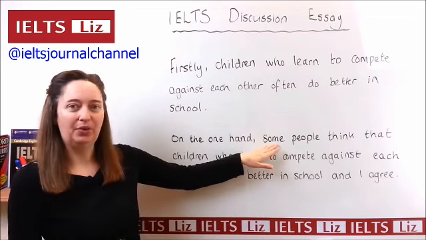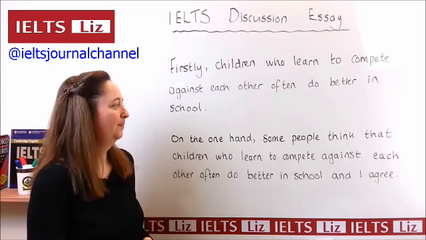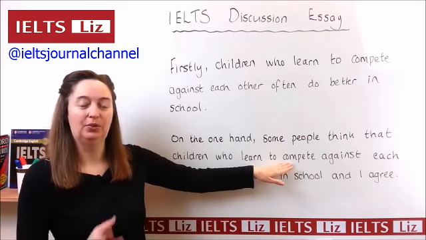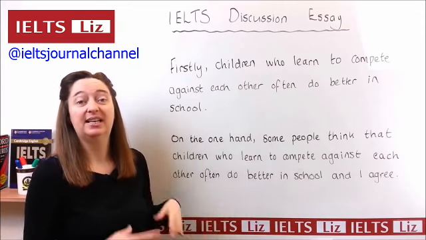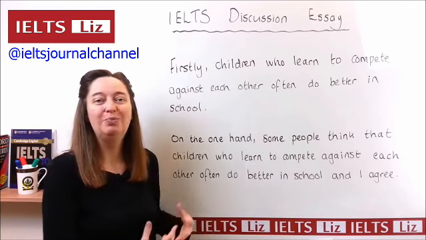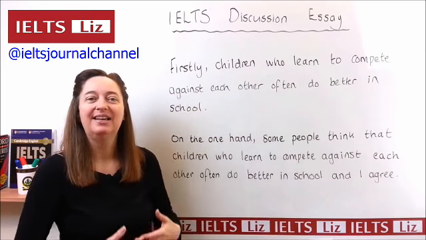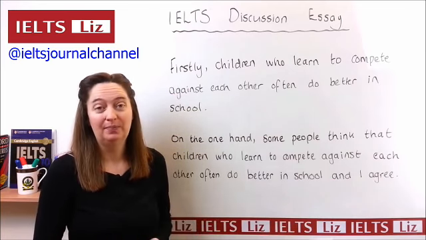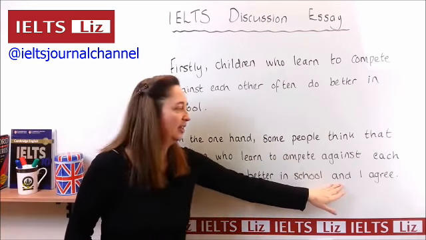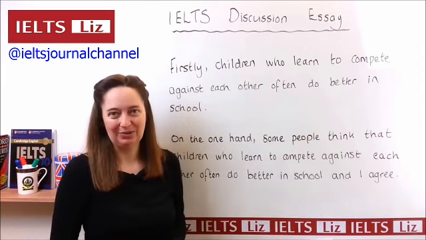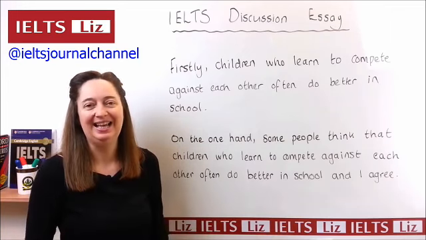We've also got some people think. So we are going to explain why people believe this. We've introduced the side we're talking about. We're talking about the side of competition. We've introduced one of our main points, which is that competition helps children do better in school. And we've also reminded the reader that this is the side we agree with. So that means that this body paragraph is about what some people think, and this is also our opinion at the same time. So that is a full topic sentence for a discussion essay.